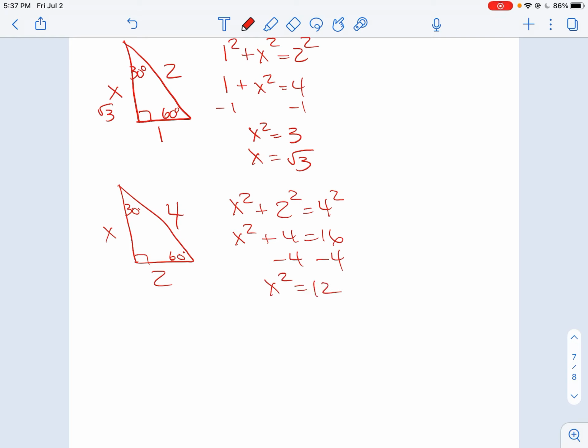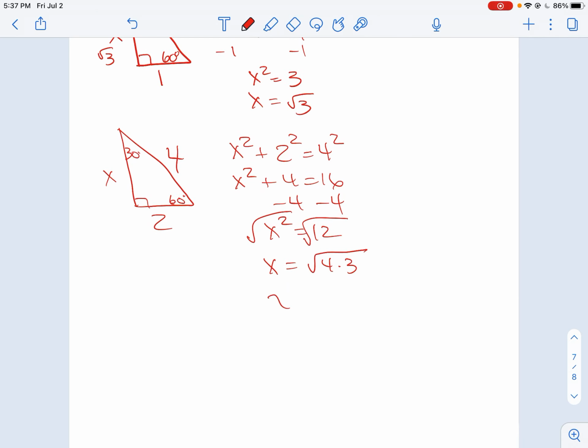X squared equals 12. Take the square root of both sides. The square root of 12, that's the same thing as saying 4 times 3. So x equals 2 radical 3. So this right here is 2 radical 3.